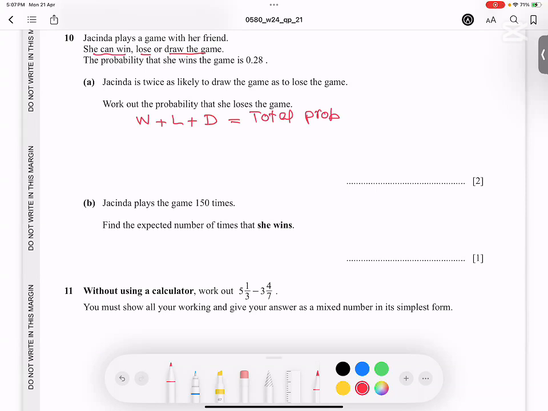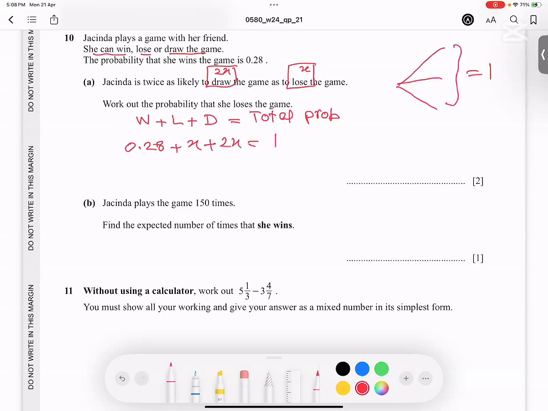He said that Jay is twice as likely to draw the game as to lose. I take, let's say, losing the game has X chances, and draw becomes 2X. It is very clear. Winning is 0.28, given by him. You can see the chance of winning is 0.28, loses is X, and draw becomes 2X. The sum of all probabilities in any branch, for example first branch, second branch, third branch, if you add them all, equals 1.